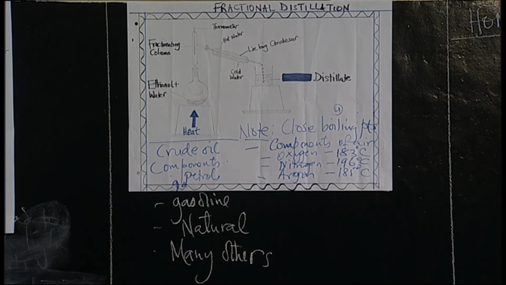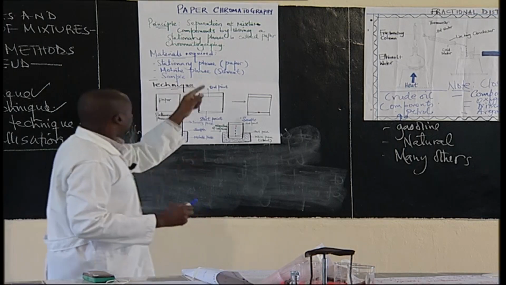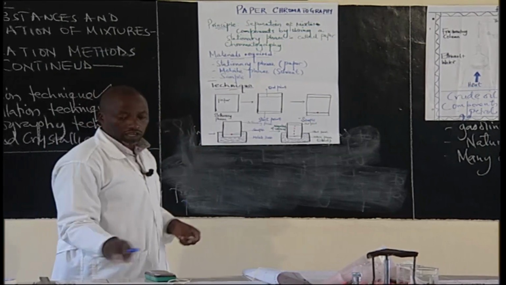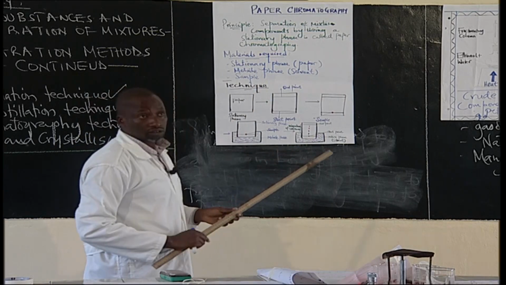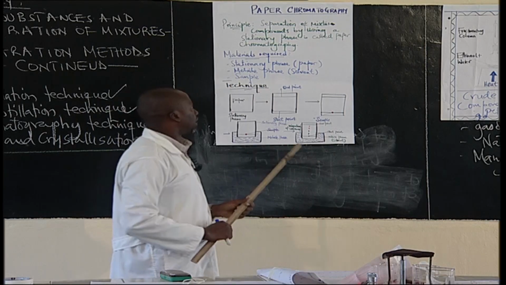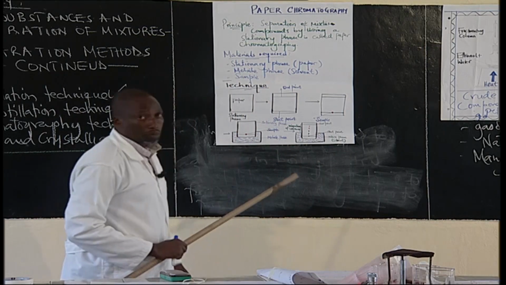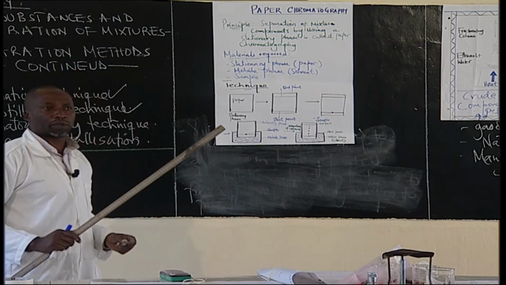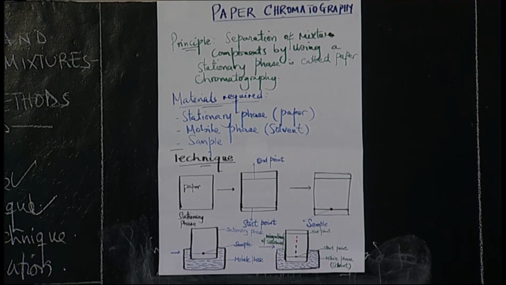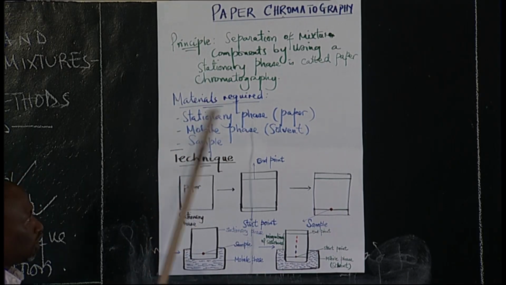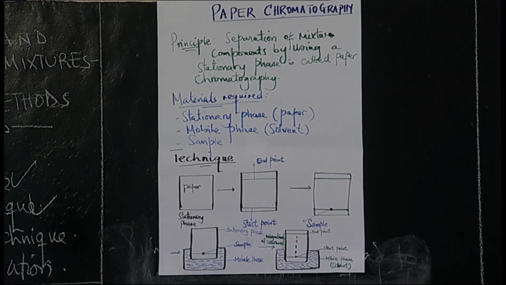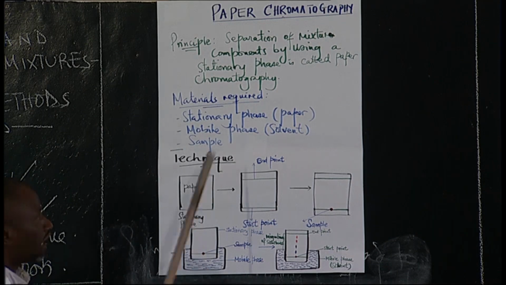So this is paper chromatography. This is the technique, the separation method, separation of mixtures by using the stationary phase and the mobile phase, and that is what we call paper chromatography. We have different types of chromatography, but we are going to look at only one, which is paper chromatography. What do you need when you are going to separate using paper chromatography? You need a stationary phase.